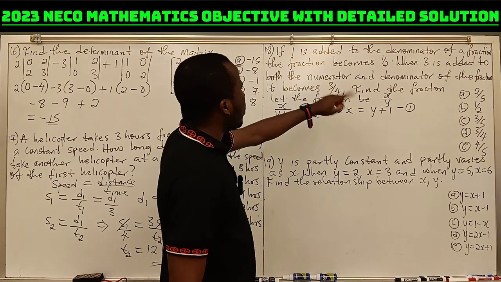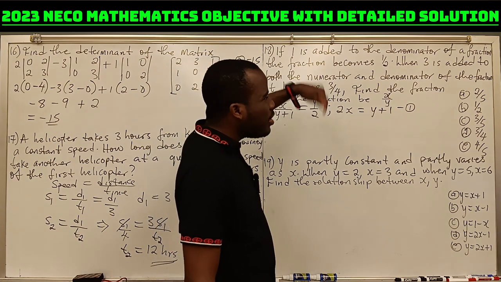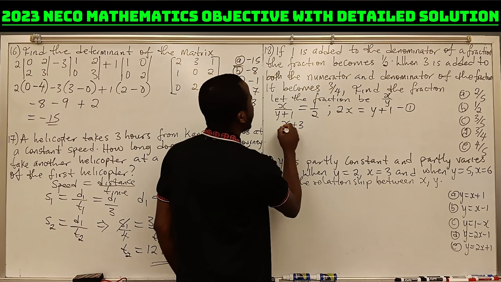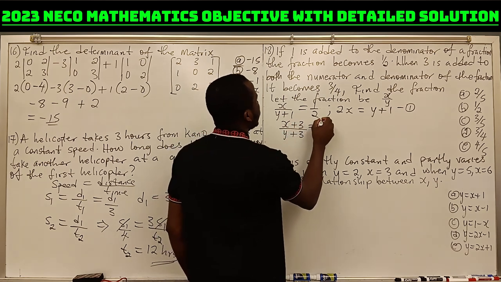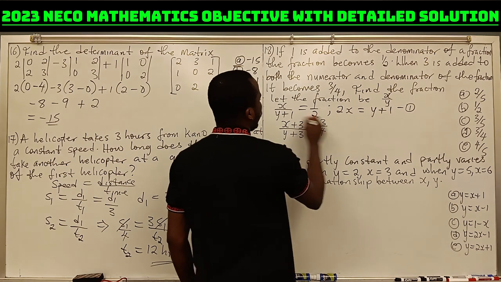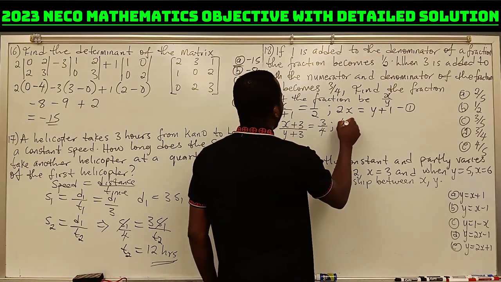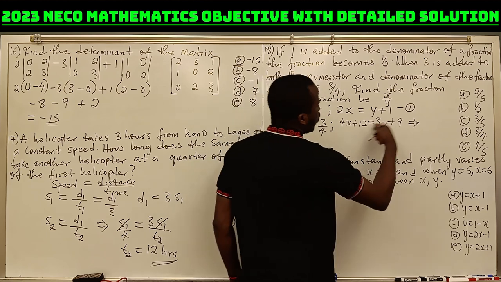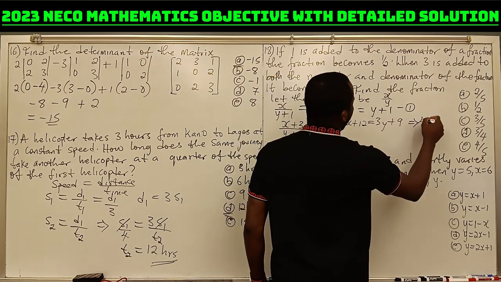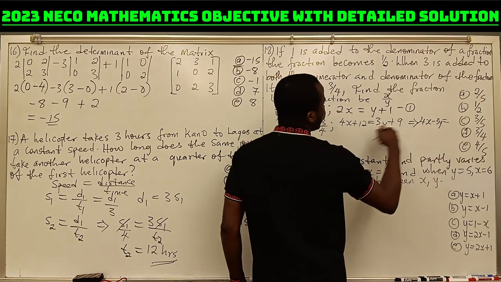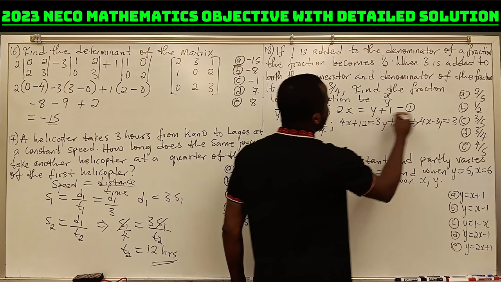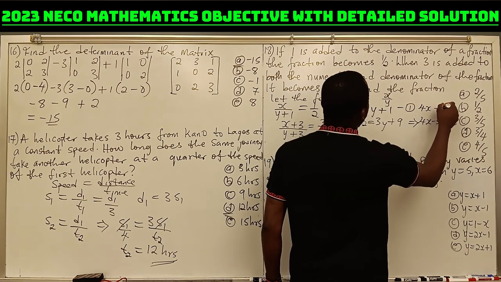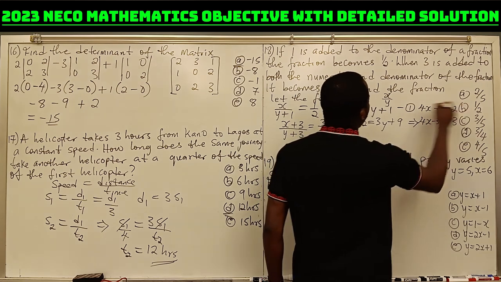The next one says, when 3 is added to both the numerator and denominator of the fraction, it becomes 3 over 4. So (x plus 3) over (y plus 3) is 3 over 4. Multiplying, we have 4x plus 12 equals 3y plus 9. If we subtract 12 from both sides and 3y from both sides, this will be 4x minus 3y equals 9 minus 12, which is minus 3. If we subtract y from both sides and multiply equation 1 by 2 to eliminate x, we have 4x minus 2y equals 2, because we're multiplying by 2.